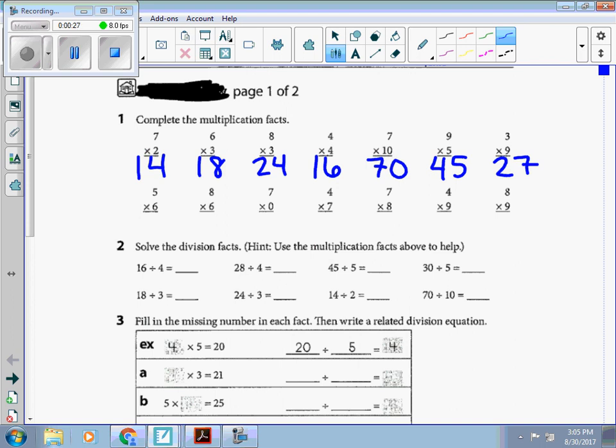The second row, 5 times 6 is 30. 8 times 6 is 48. 7 times 0 is 0. 4 times 7 is 28.